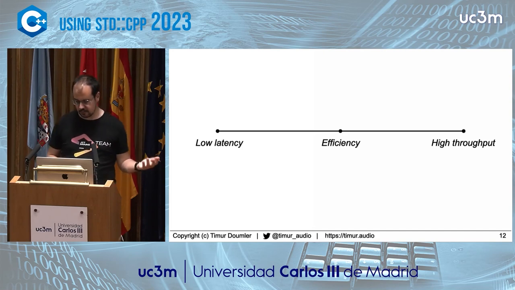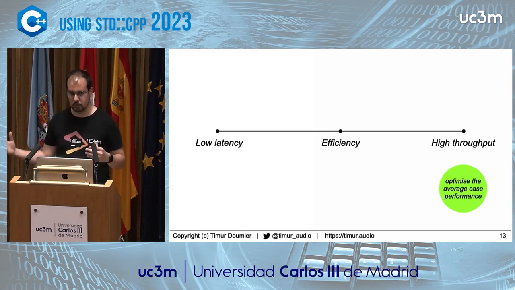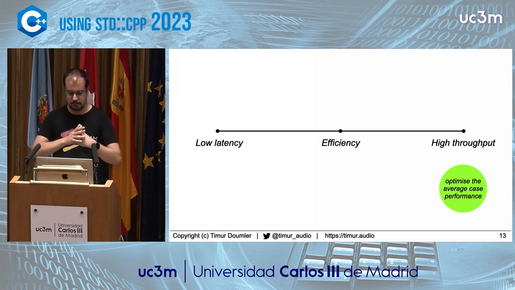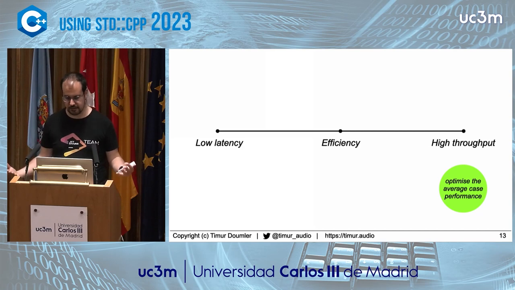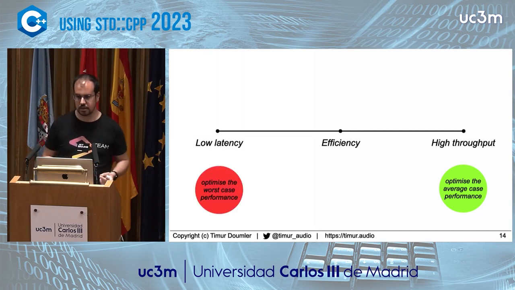If you're optimizing for high throughput, typically you want to optimize the average case performance, right? If you're doing a task over and over again, you want to do as many of them as possible per second, or you want the whole set of tasks to take as little time as possible. So you're interested in how much time on average it takes to do this task, and then you want to minimize that, and the cumulative effect is that your program is going to be faster.